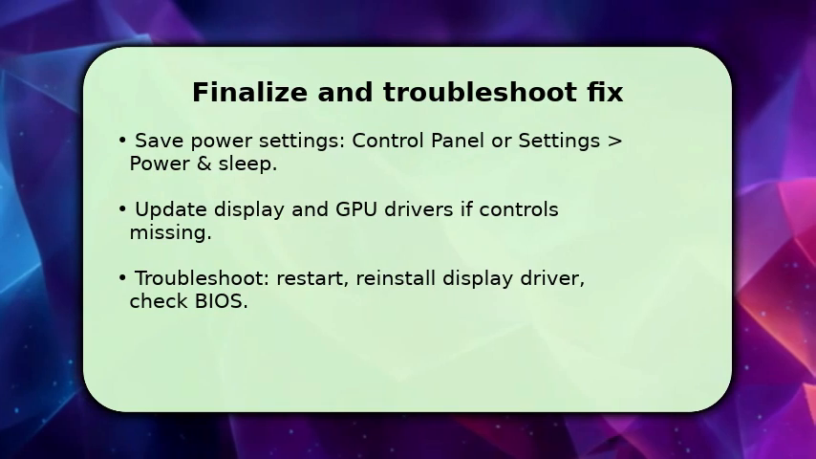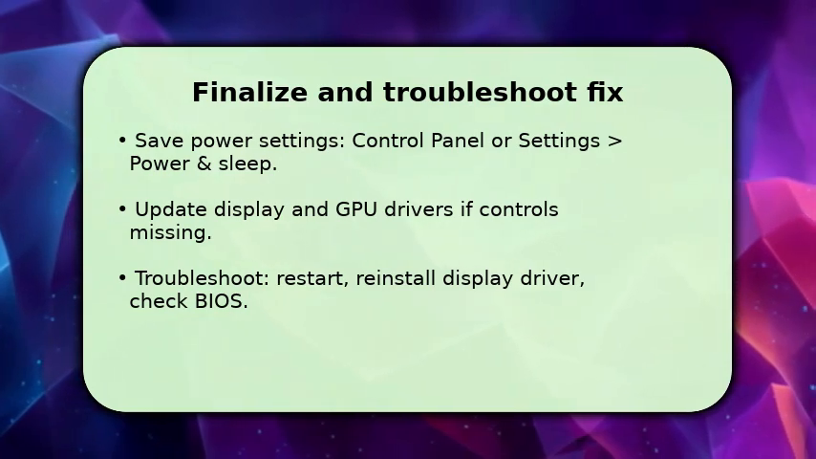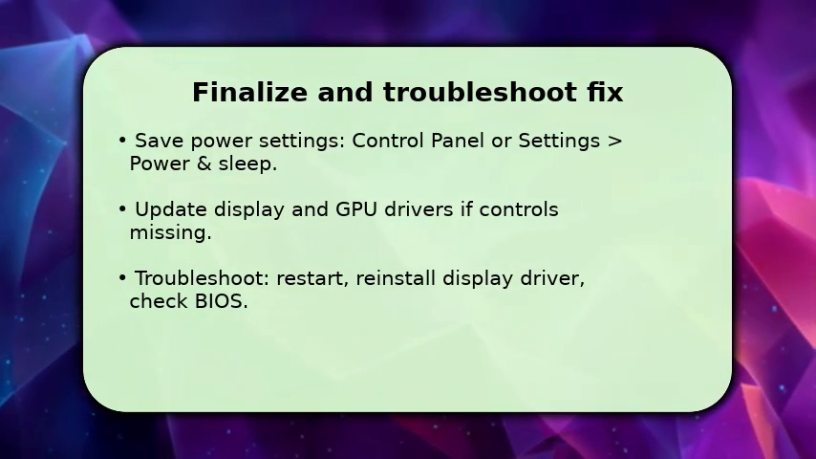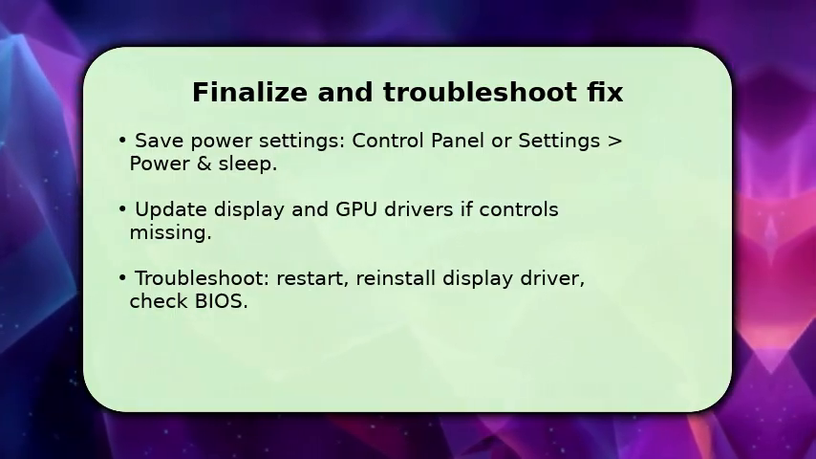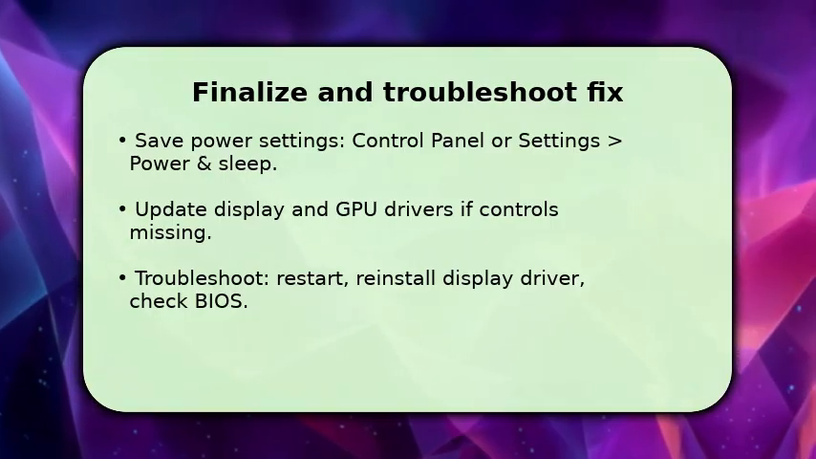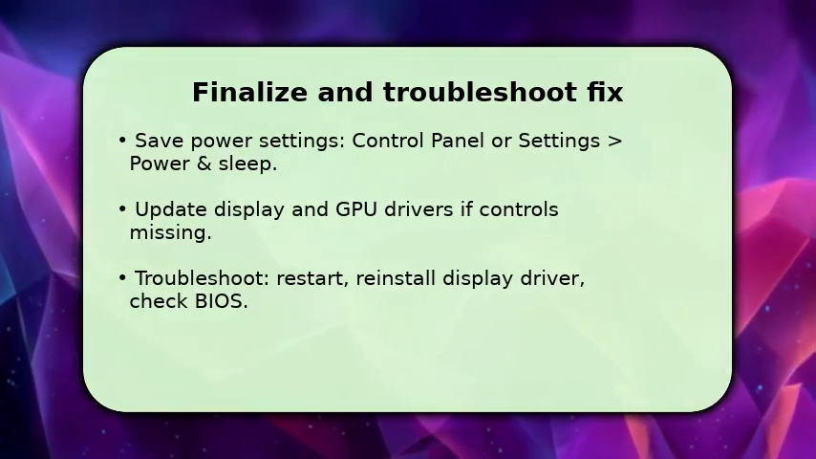Finish by saving your preferred settings in Power and Sleep or the Advanced Power plan so brightness stays consistent across sessions. Once done, confirm that adaptive settings and night light behave as expected and that apps don't override system brightness.